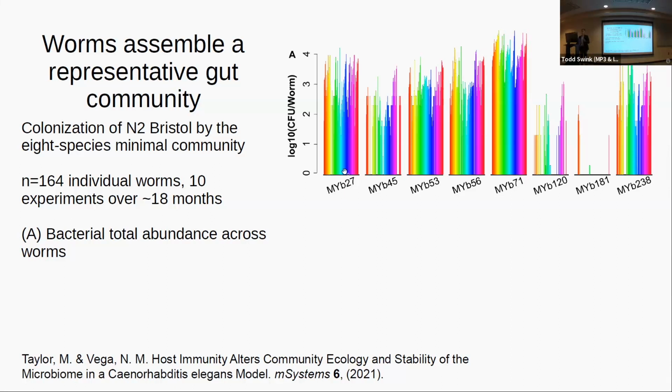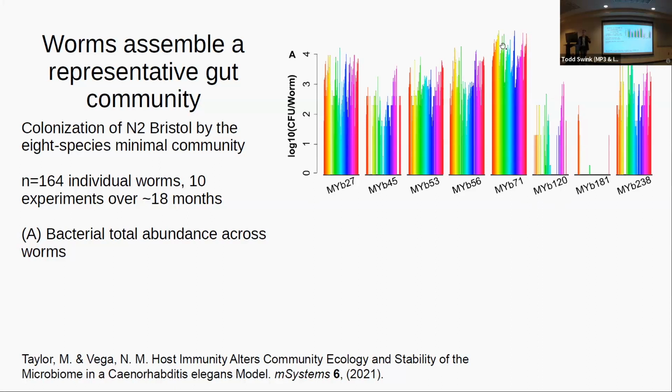Then we have some bacteria, so MYB27 is Arthrobacter, present at slightly lower maximum levels, still a lot of variation worm to worm. And then some stuff kind of down here off the end. So two species, Chryseobacterium and Stenotrophomonas, that just don't colonize very well. They're not there very often. When they are there, they're at low relative abundance. So we have a shape of this.